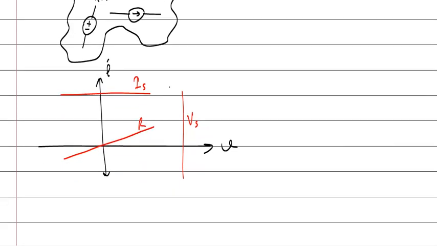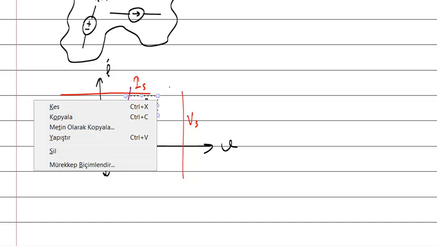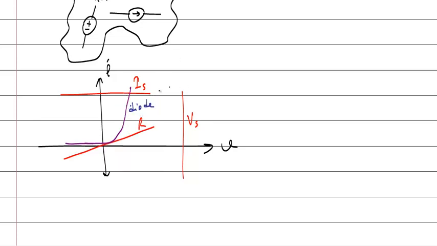For example, let me give another example. Look, this is the graphic of diodes. Another component, diodes. So diodes are not linear. If there is a diode in your circuit, you cannot find a Thevenin equivalent for that circuit.